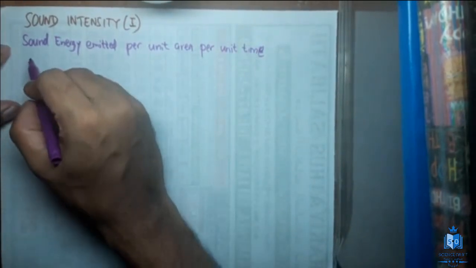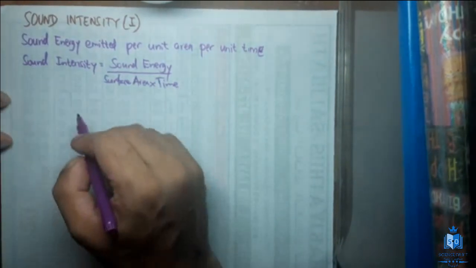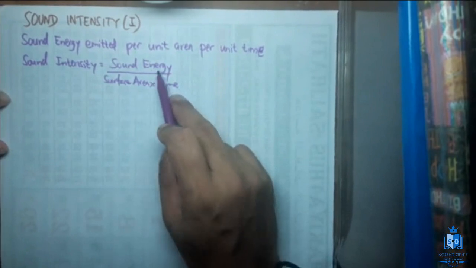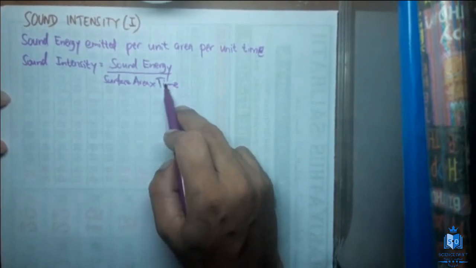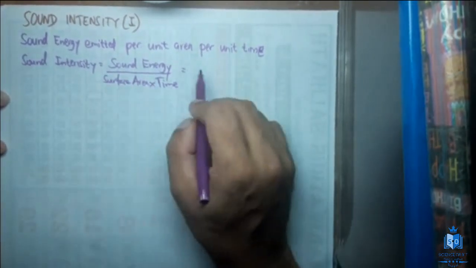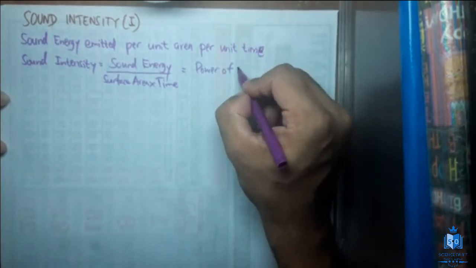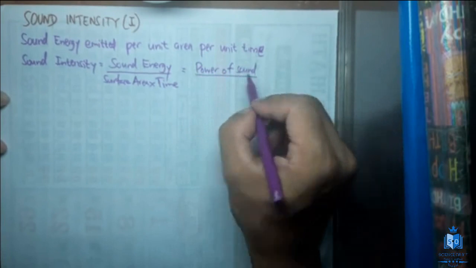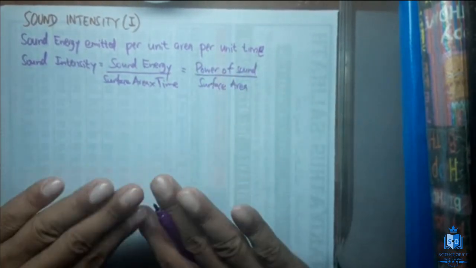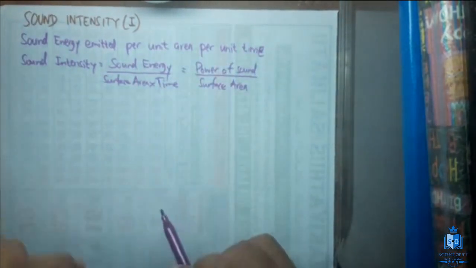If you put that into an equation, this is how the equation is going to look. Let's convert this equation to symbols. But before that, we know when you divide energy by time, sound energy by time, what do we get? Energy over time is power. So you can convert it to power of sound, divided by surface area. Normally we say surface area because sound is emitted through a surface, right? So this is the final equation for sound intensity.